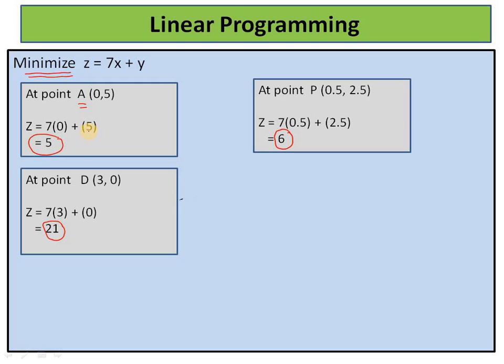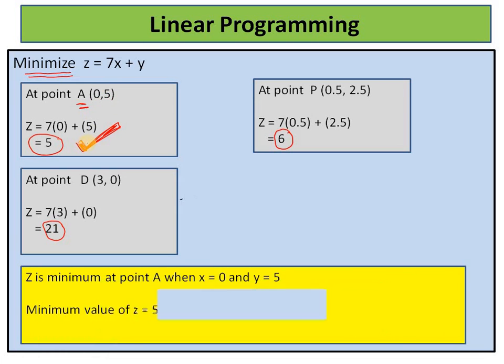So which is my minimum z? That is what I want to do. This is my minimum z. So I have got minimum z at point A when x is equal to 0 and y is equal to 5. And that is what is my answer. z is minimum at point A when x is equal to 0 and y is equal to 5. And what is the minimum value of z, बच्चों? 5. This is my answer.